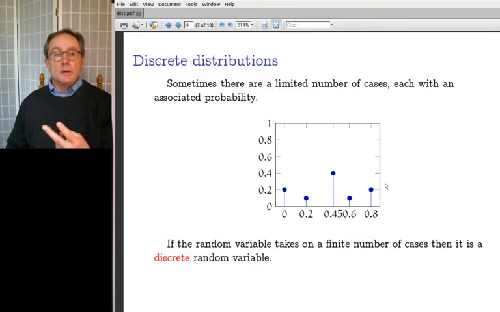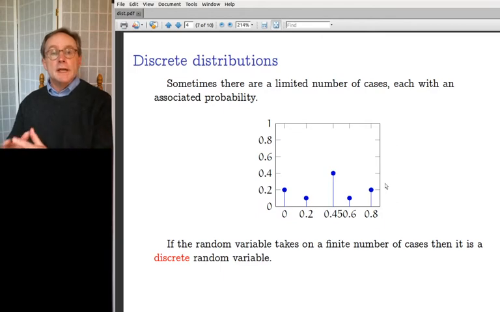So I want to point out 2 different kinds of distributions. The first kind is discrete distributions. Sometimes there are a limited number of cases, and each of them has an associated probability. So we just saw 2 examples of that. We saw that if you roll a dice, there are 6 possibilities. You can't get 1.4. You just can't. If you flip a coin 2 times and count the number of heads, you can't get 1.75 heads. You just can't. So sometimes there are a limited number of cases, and they fall into discrete categories.